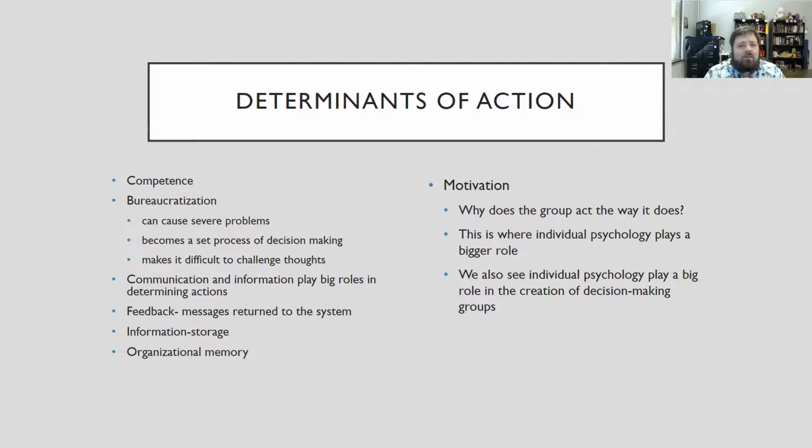But really what a lot of this comes down to is the motivation. Why does the group act the way it does? Well, this is where individual psychology is really going to come in and play a big role. We're going to see individuals within the groups have their own psychological problems that will influence the way things are done. And we'll also see individual psychology play a big role in the way that these decision-making groups are set up to begin with. So the motivations of individuals is going to be really important to the kinds of actions that occur.